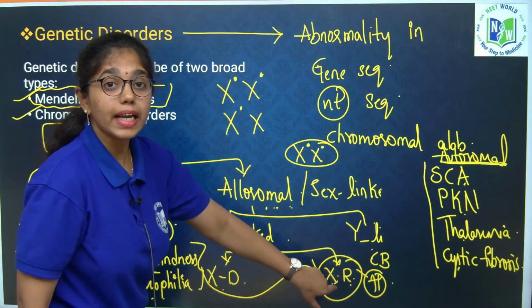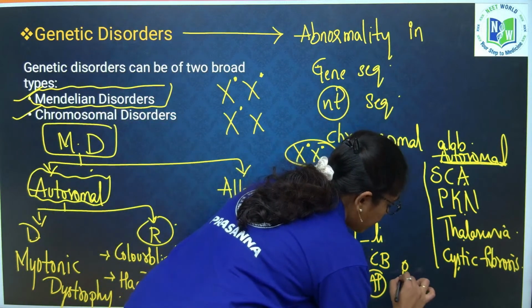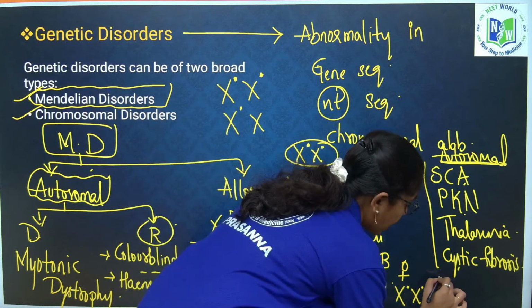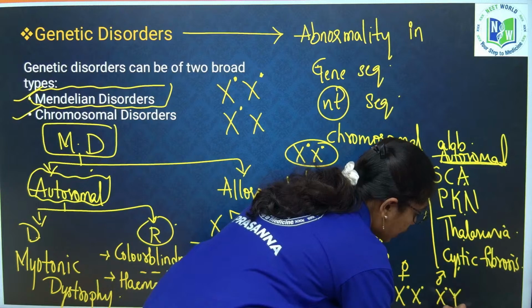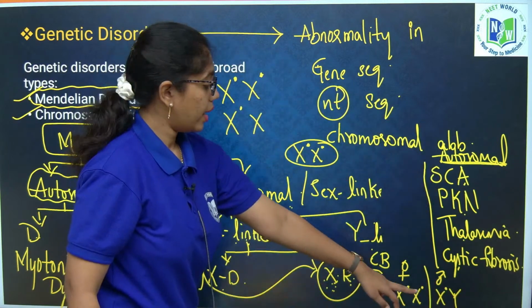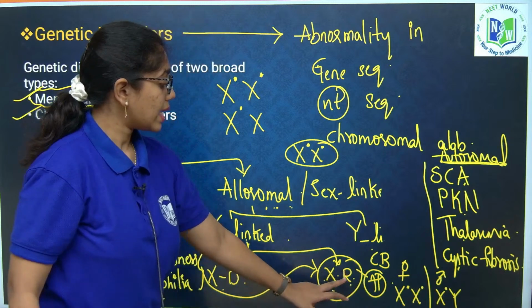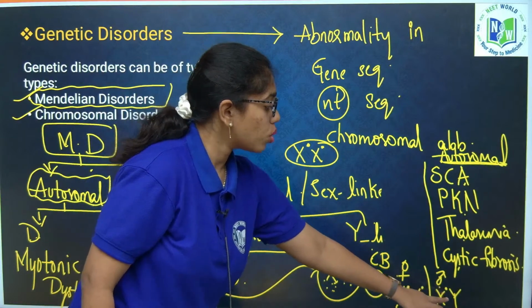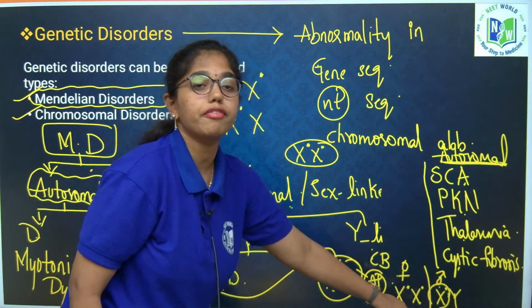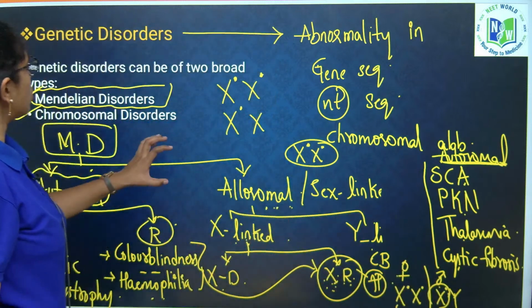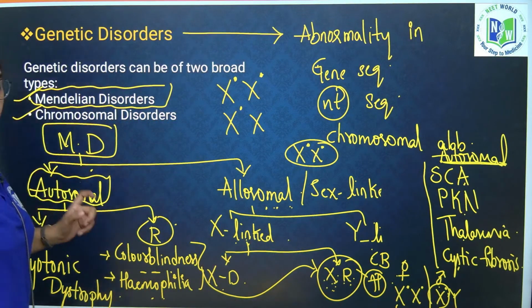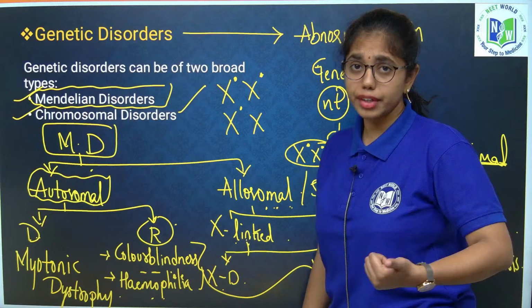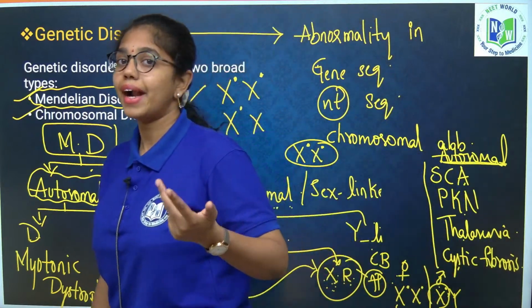When it is X-linked recessive, in females they are expressed only in the homozygous condition. In males, if the disease gene is on the X chromosome, then they are definitely affected. Clear? So this is what you have to learn under Mendelian disorders. From chromosomal disorders, you have to look into Down syndrome, Klinefelter syndrome and Turner syndrome.